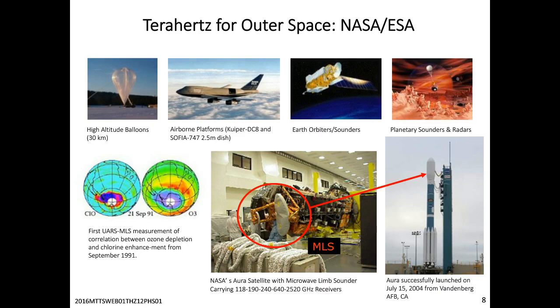So for all of my professional career, we focused on trying to get above the atmosphere in order to measure these signatures. We've used balloons that go up to 100,000 feet, 30 kilometers or so. We've put receivers on airborne platforms like the Kuiper Observatory and now the new SOFIA Astrophysical Observatory. We've had Earth orbiters and planetary sounders that have carried radiometers for doing some of these spectral line measurements above the Earth's atmosphere.